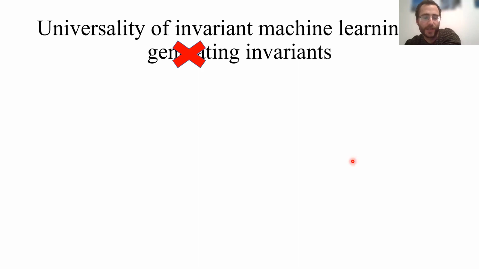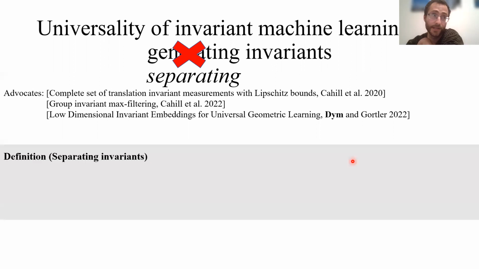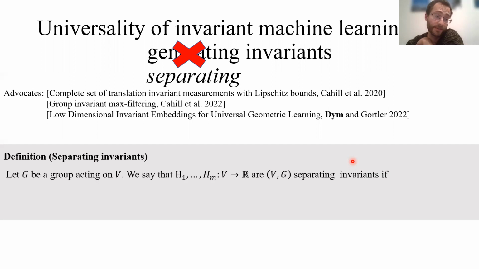Okay, right. So an idea which I think we're sort of trying to push, me and other people here, maybe in this room, is to try to replace generating invariants with separating invariants. So that's also a term from, I guess you call it, computational invariant theory.